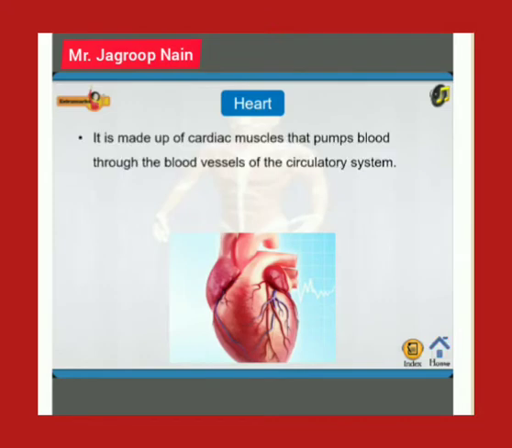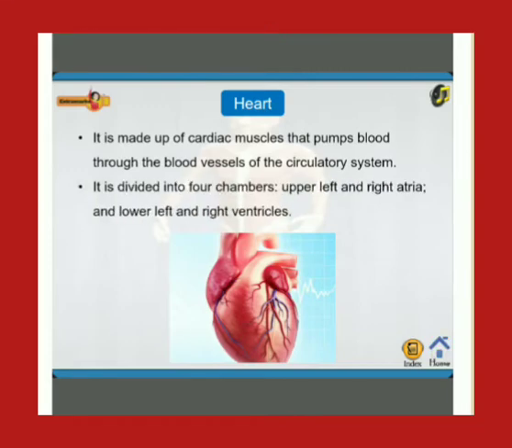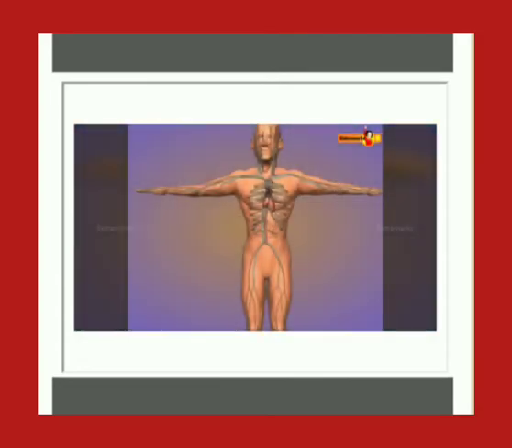It is made up of cardiac muscles that pump blood through the blood vessels of the circulatory system. It is divided into 4 chambers: upper left and right atria, and lower left and right ventricles. For more details, see animation on next slide. The heart is a muscular organ that pumps blood throughout the body.